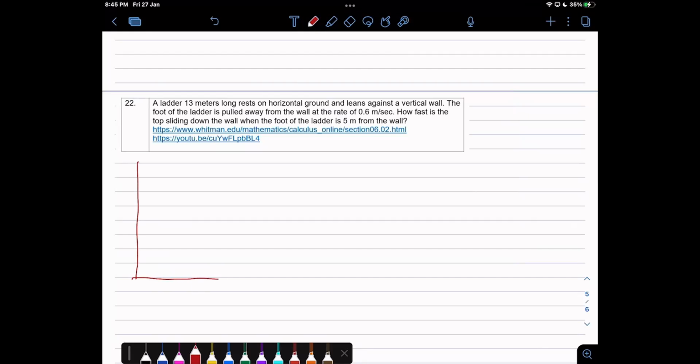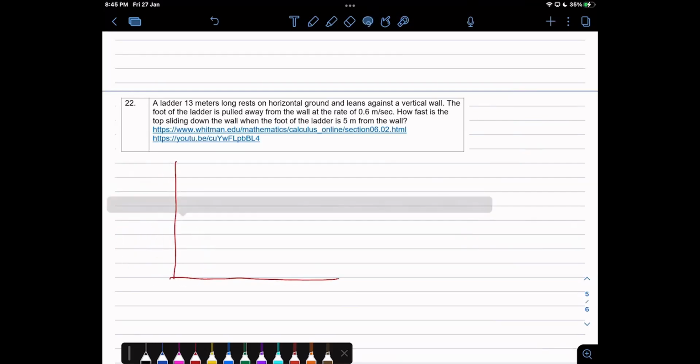Okay, so let's visualize. Here's a vertical wall, there's a floor. Let's just read the question first, before I keep drawing. A ladder 13 meters long rests on horizontal ground and leans against a vertical wall. The foot of the ladder is pushed away from the wall at a rate of 0.6 meters per second. How fast is the top sliding down the wall when the foot of the ladder is 5 meters from the wall? So here, what they're saying is, first you have a ladder that's like this, okay?